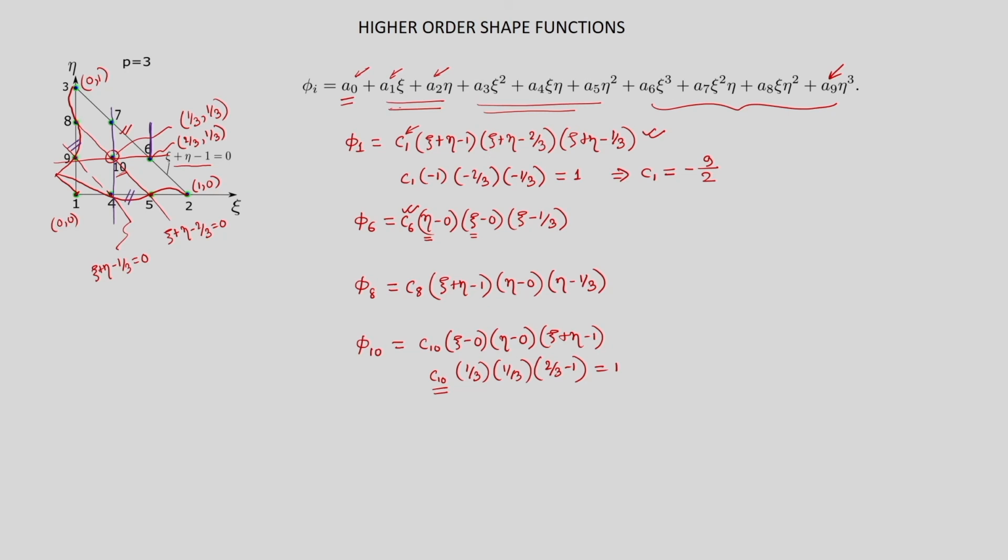Now, in this case, since there are 10 nodes, and in each node one phi i is non-zero, it means there are a total of 10 phi i's or Ni's that are non-zero in the element. If you look at the definition of Kij, i goes from 1 to 10, j goes from 1 to 10. So, the element stiffness matrix becomes 10 by 10 and the force vector becomes 10 by 1.